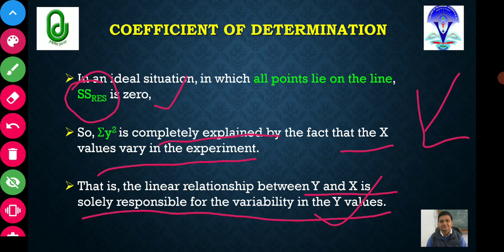Suppose you are taking milk yield and feed consumption. So if feed consumption is explaining total variation of milk yield, that means the milk yield is solely depending on the feed consumption.